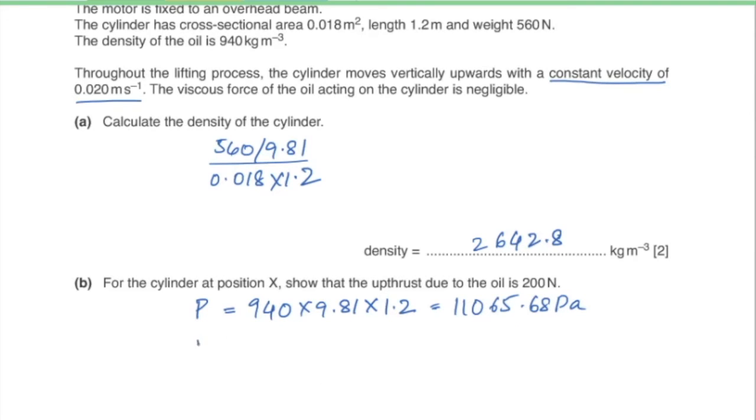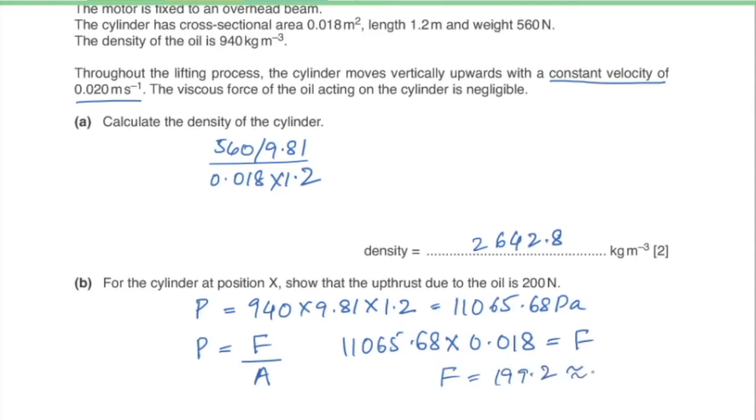Now pressure is equal to force divided by area. The pressure due to oil is 11065.68, and it exerts this pressure on 0.018 meters squared of the cylinder, and that gives me the upthrust force due to oil on the cylinder, and that's 199.2, which is also equal to 200 newtons.